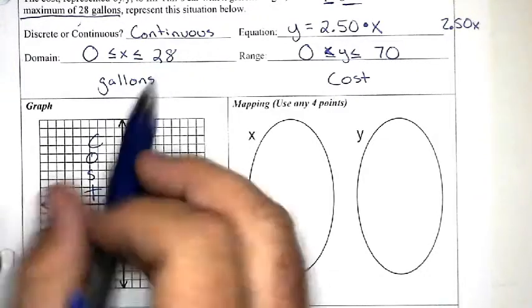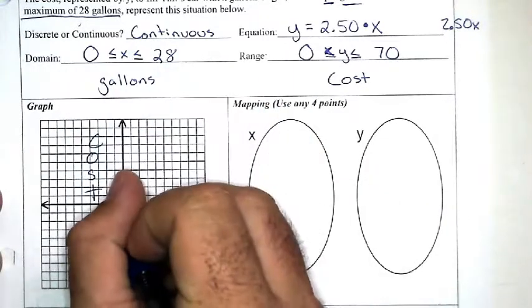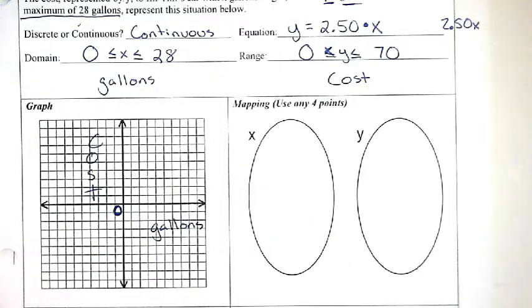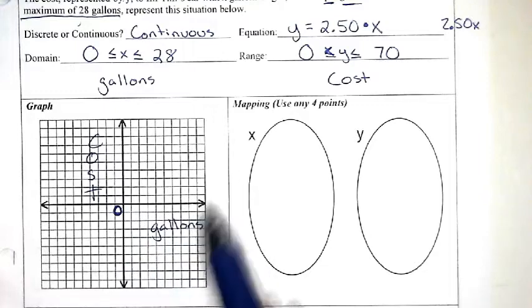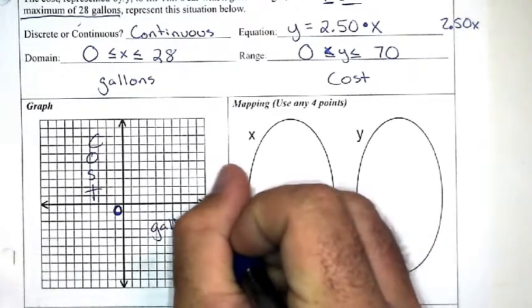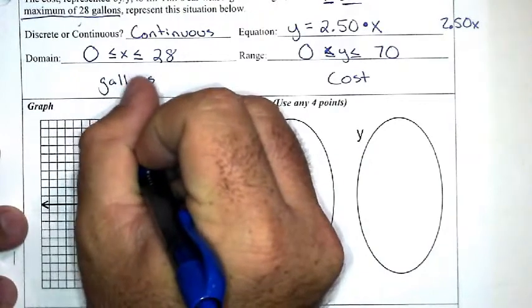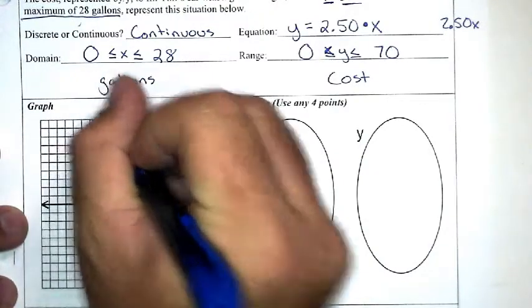Now, both of them go to 0 and 0, so I'm just going to label 0 because that's going to be an area. What is the most amount of gallons I have? 28, so I'm going to make 28 go all the way to the far right because that's the most I got. What's the most something will cost? So I'll go to the very top and I'll say 70.